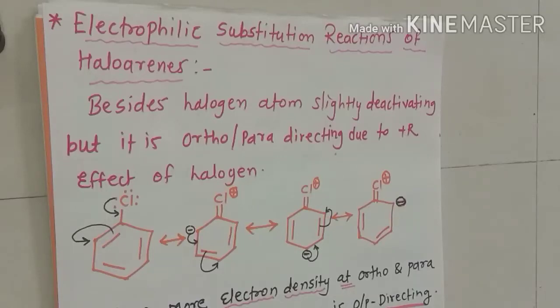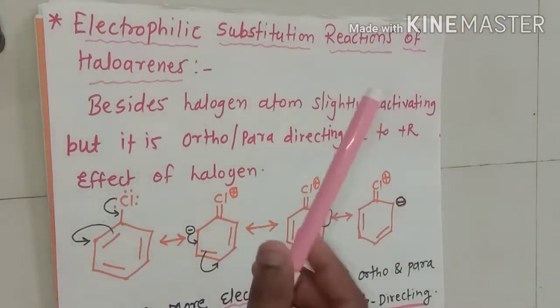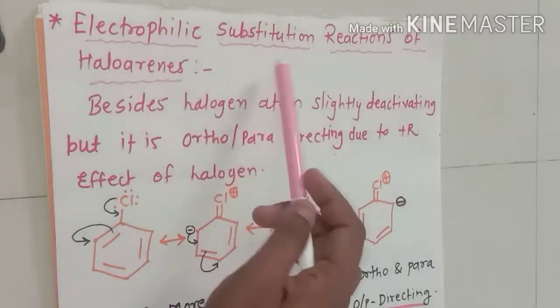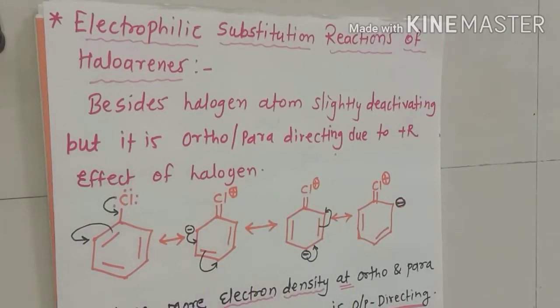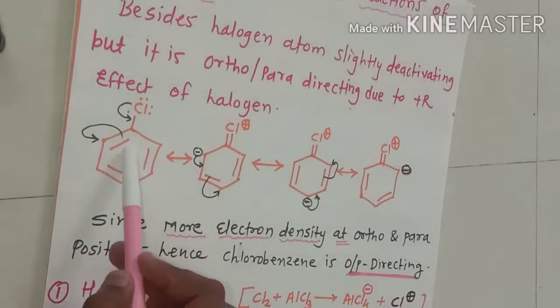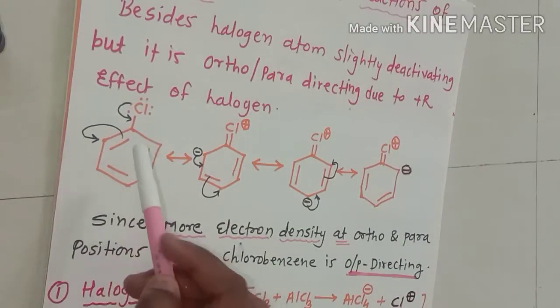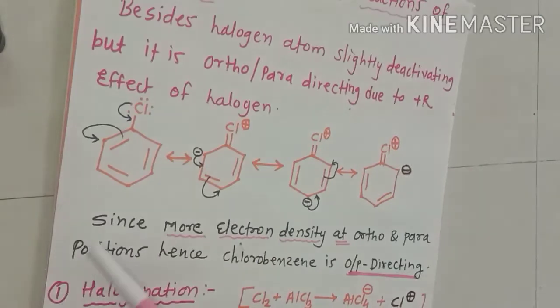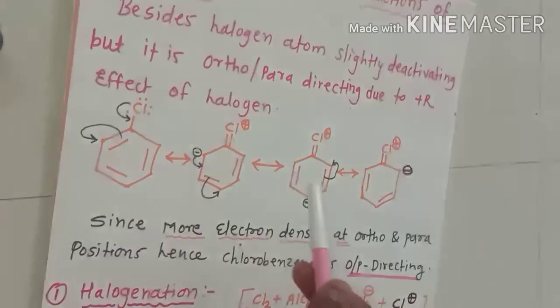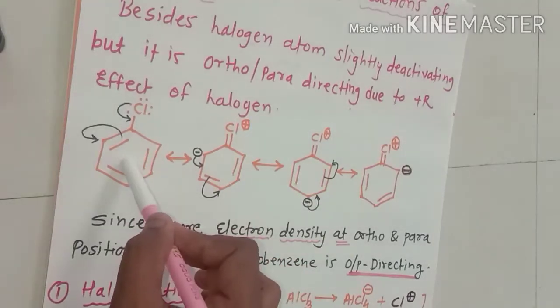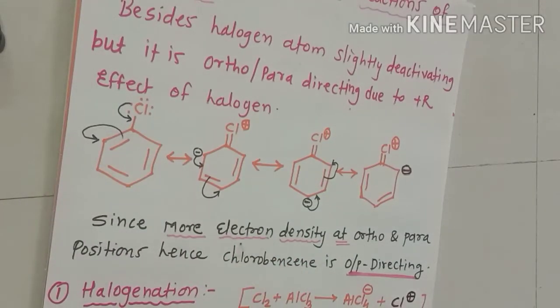Hello dear students, today in this lecture we discuss electrophilic substitution reactions of halogens. In the last lecture we discussed nucleophilic substitution reactions of halogens. Now see, when a halogen is attached to a benzene ring, it exerts a plus R effect as well as a minus I effect. Due to the minus I effect of the halogen, it is slightly deactivating. It deactivates the benzene ring towards electrophilic substitution reaction.